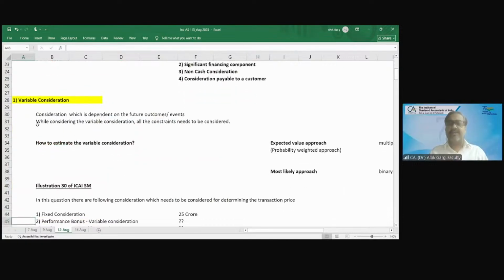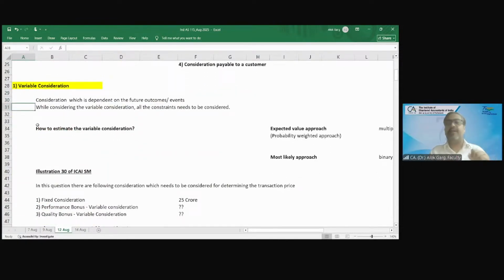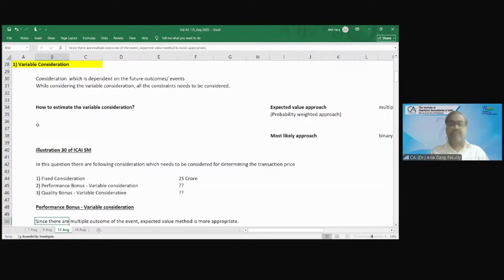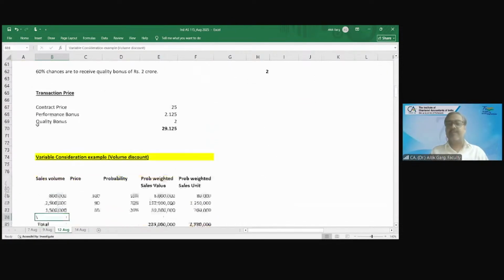And in variable consideration, we discussed that the consideration which is dependent on a future outcome or events is known as variable consideration, right? And while considering the variable consideration, all the constraints need to be considered, right? And you need to estimate the variable consideration by two approaches. When there are multiple outcomes of an event, then you need to apply the probability weighted approach, which is known as the expected value approach. If there is a binary outcome, either it will happen or it will not happen, then you have to apply the most likely approach. Okay. And we did a few illustrations also to understand the variable consideration.